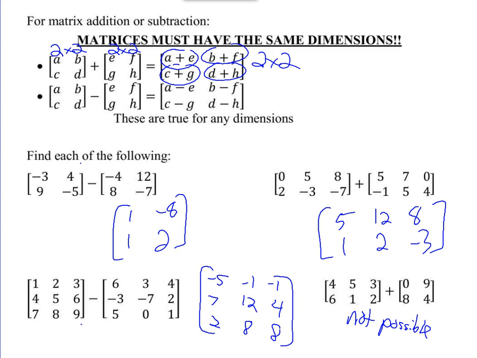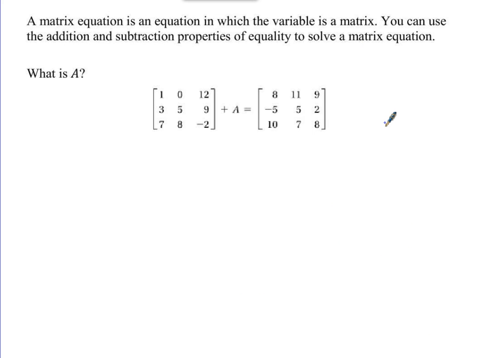So let's move on. A matrix equation is an equation in which the variable is a matrix. You can use the addition and subtraction properties of equality to solve a matrix equation. So I want to find out what A is. Capital A is what? It's a matrix, yeah. We call our matrices capital letters. So when I see that capital letter sitting there, my answer should be a matrix.